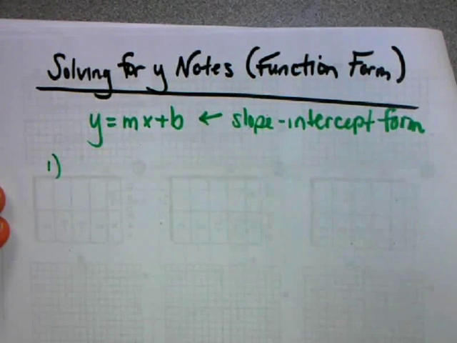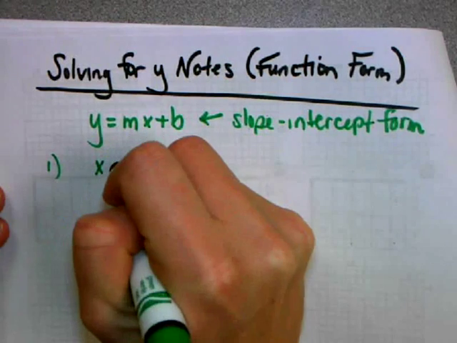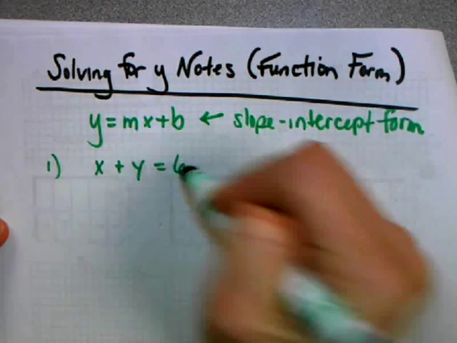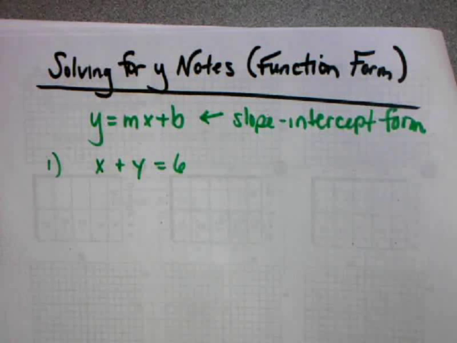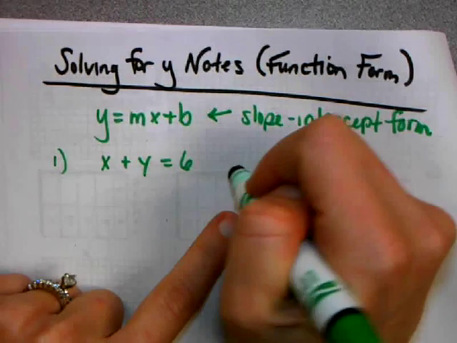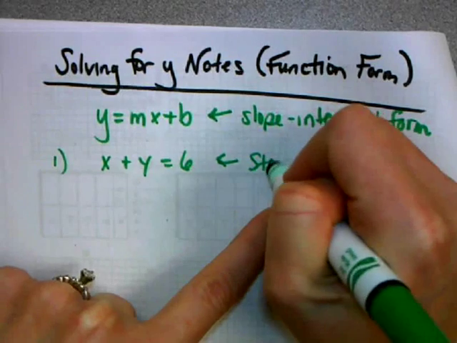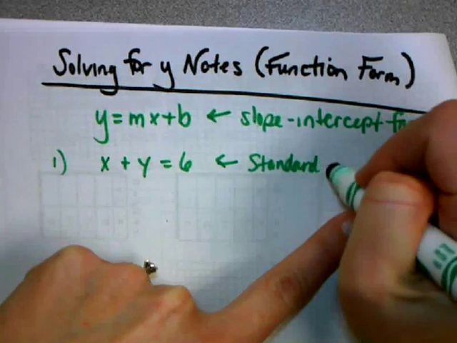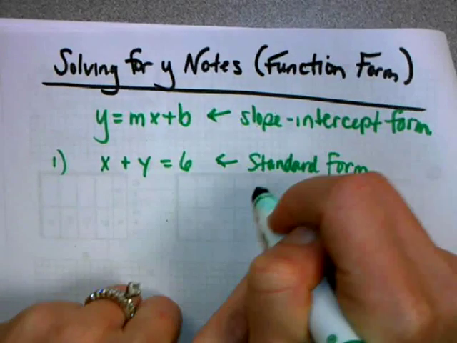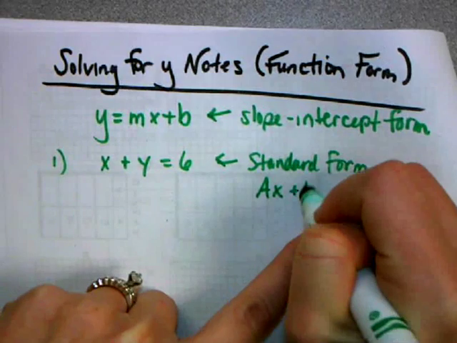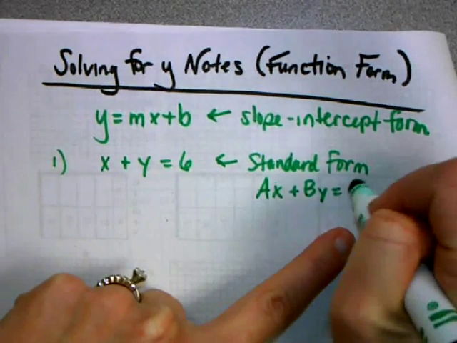For example, we're going to do example number 1 here. I may have a problem like x plus y equals 6. Now, you can think of all those ordered pairs that add together to equal 6. That's what you were doing before. But when it gets more difficult and you can't think of the ordered pairs in your head, you're going to need to be able to get y by itself. This form right now is actually called standard form.